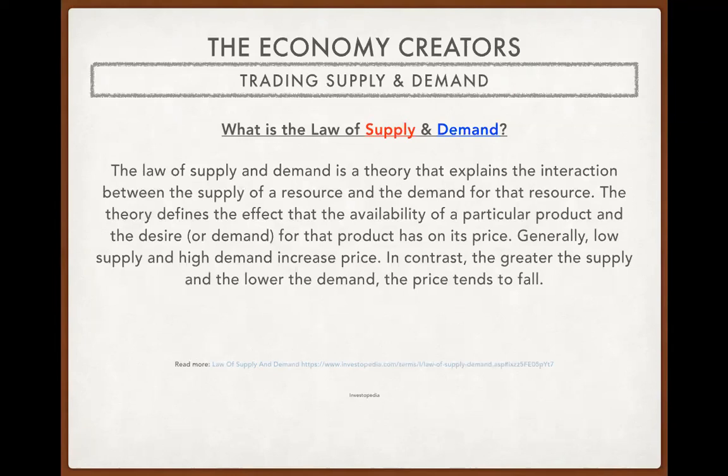Now, this is not the case because the world is full of cows. So at our local grocery stores, we pay what? $2, $3 per gallon of milk. It's because the supply is there. Thus, they cannot raise the prices. Simple law of supply and demand. Low supply and high demand, price will increase. In contrast, the greater the supply and the lower the demand, price will tend to fall.